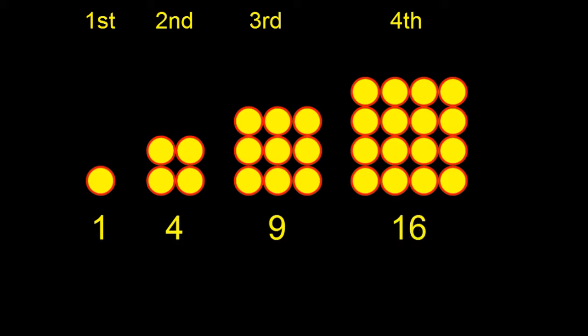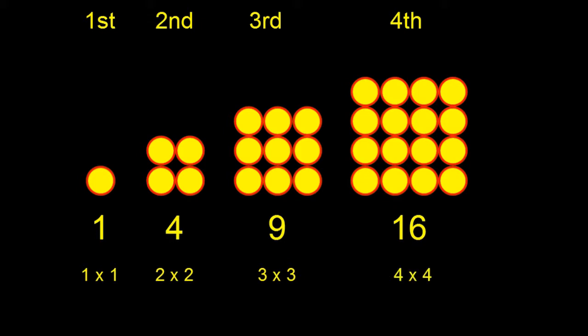You should notice that all the patterns are squares, and you should also notice that 1, 4, 9, and 16 are square numbers. And you can find the square numbers by multiplying numbers by themselves. 1 times 1 is 1, 2 times 2 is 4, 3 times 3 is 9, 4 times 4 is 16.